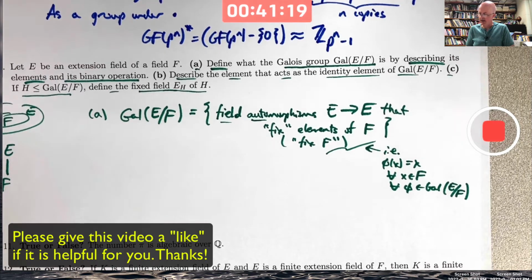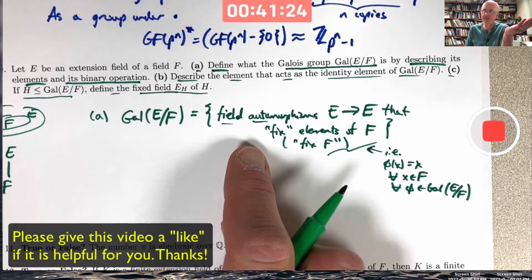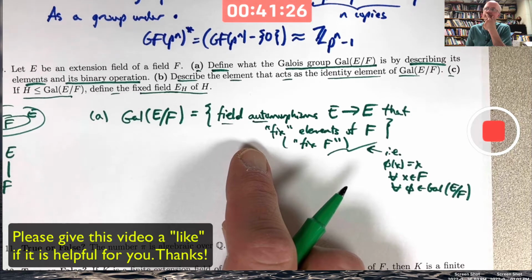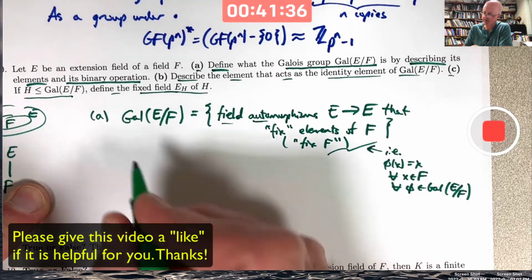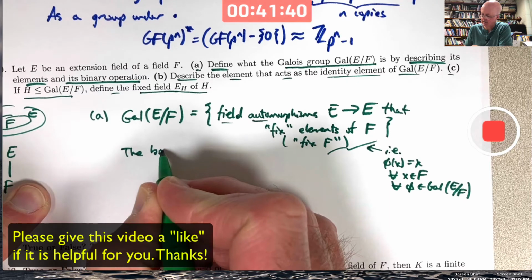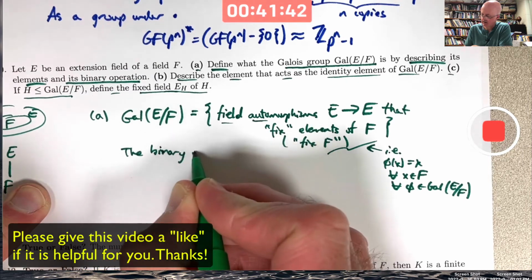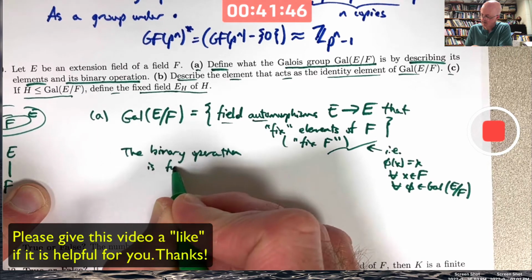And we should describe the binary operation. Well, the elements of this Galois group are functions, automorphisms. The only thing that makes sense, no, you could make sense of other things, but the group operation is function composition. The binary operation is function composition.